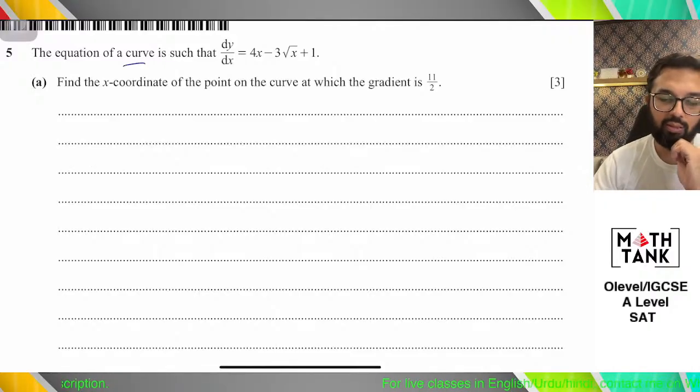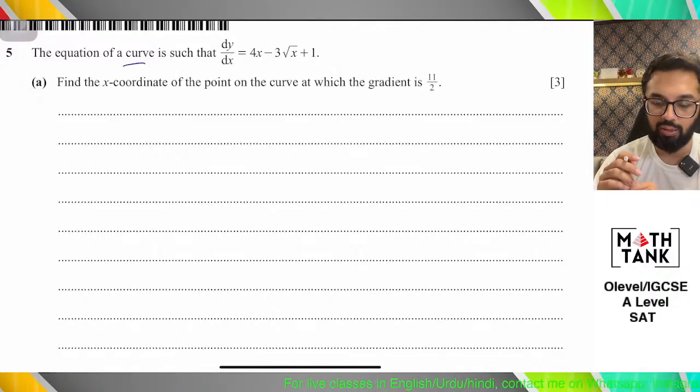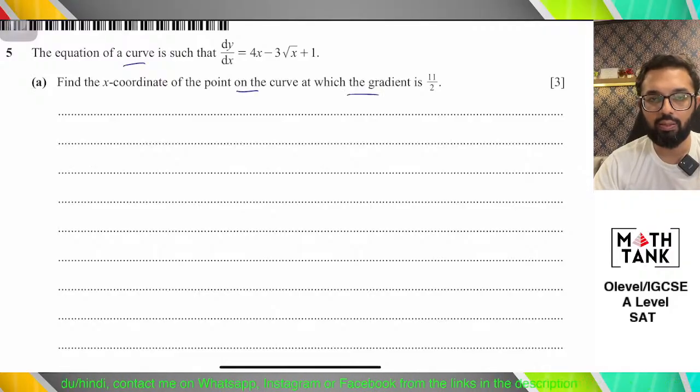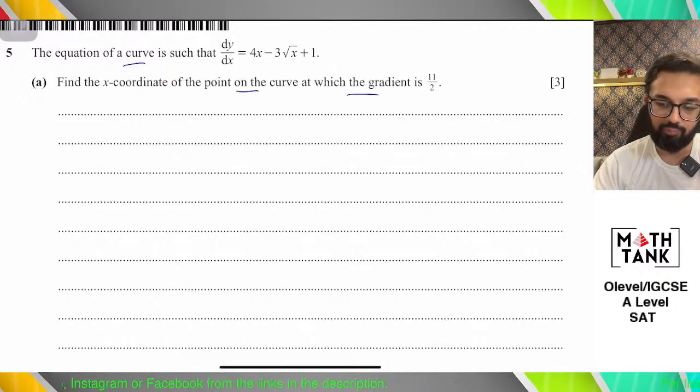The next question says the equation of a curve is such that dy by dx is equals to 4x minus 3 root x plus 1. Find the x coordinate of the point on the curve at which the gradient is 11 over 2. So 11 over 2, 4x minus 3 root x.